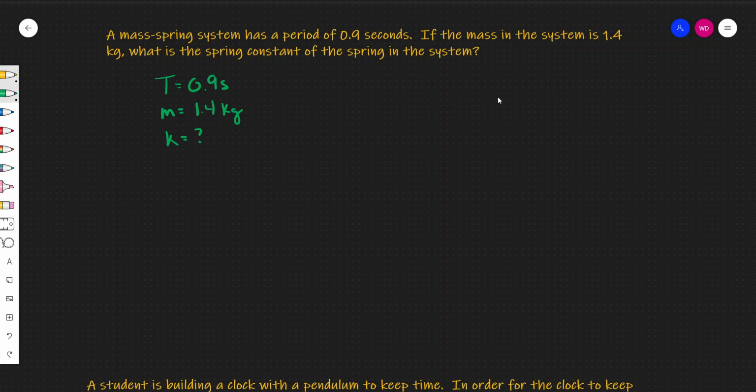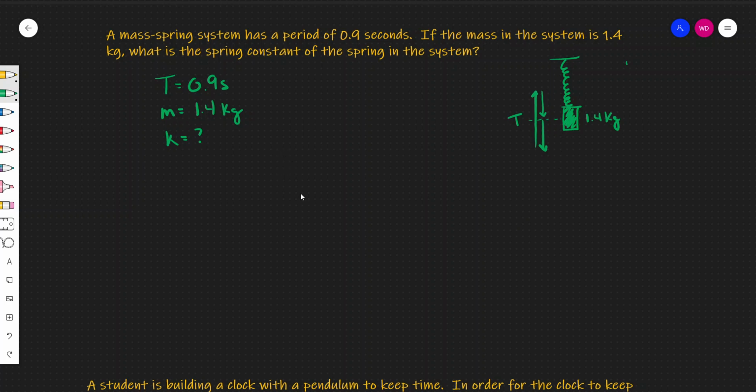Let's draw a quick spring system. Here is my mass hanging from this spring. We know that this is 1.4 kilograms, and we'll assume it's at equilibrium already, so the time that it takes to go down, back up, and then back to equilibrium, that would be its period, and its period is 0.9 seconds. So it goes through one full cycle in 0.9 seconds. Okay, so what is the spring constant?